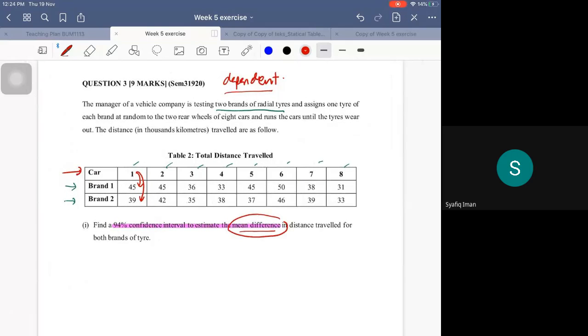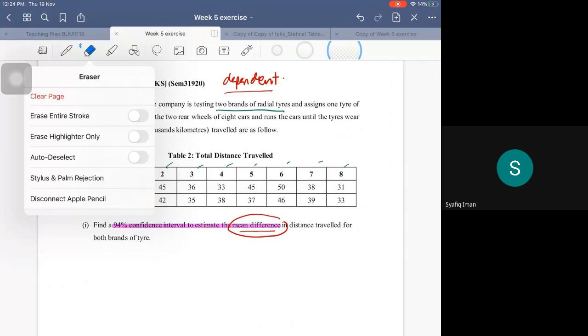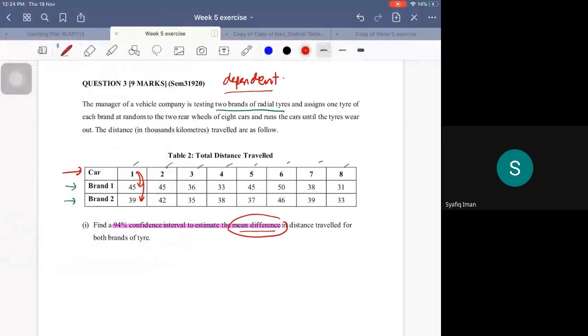For this case, we are not going to analyze the data based on what is given over here, but as it suggested, it is going to be in terms of mu d. So what does d mean? d is actually the difference. So our analysis, whether we calculate the mean or the standard deviation, is going to be on the difference. So how do we calculate the difference? I'm going to put another row right here and calculate the difference.